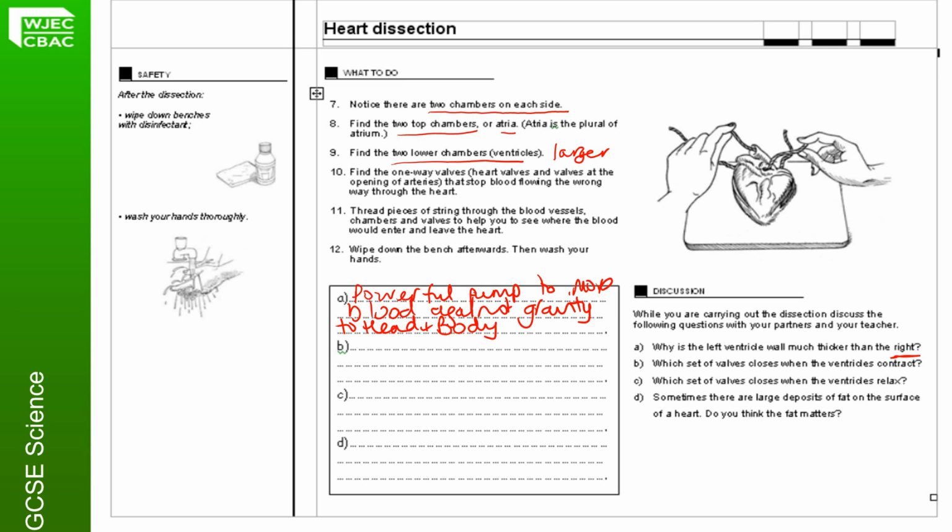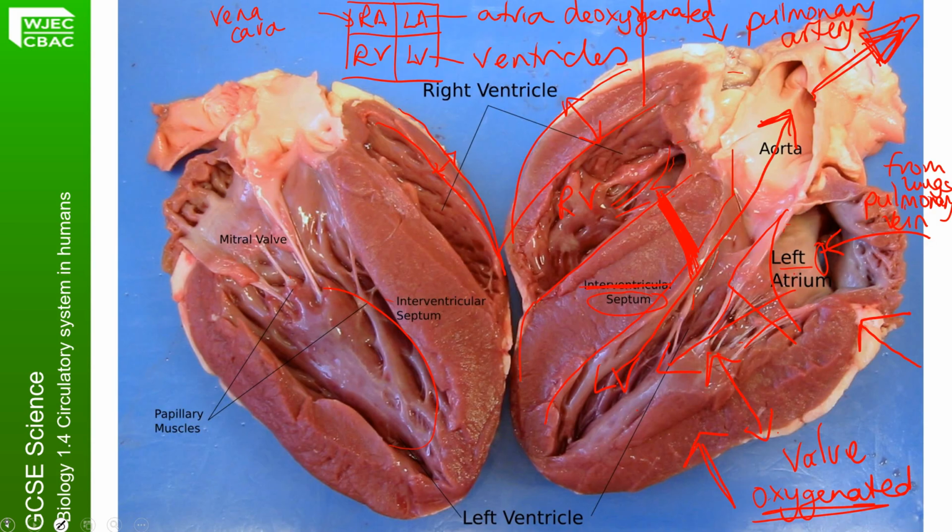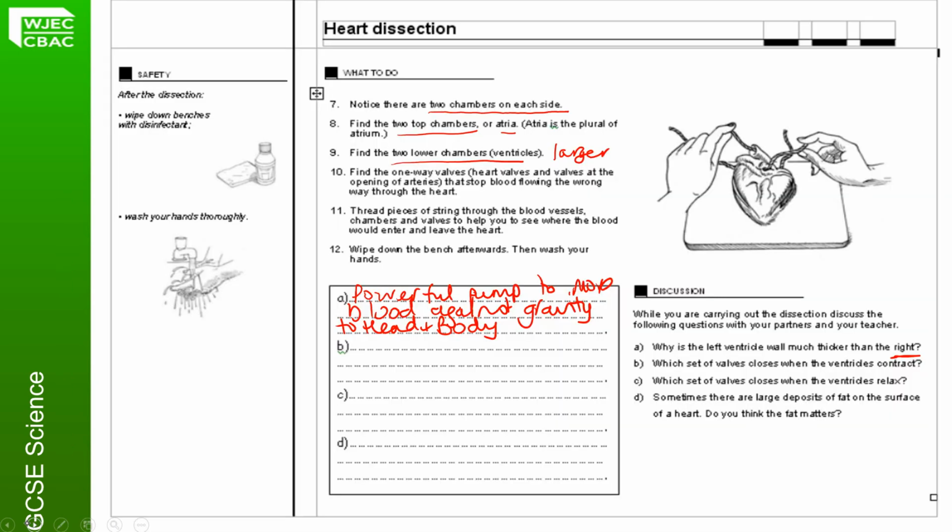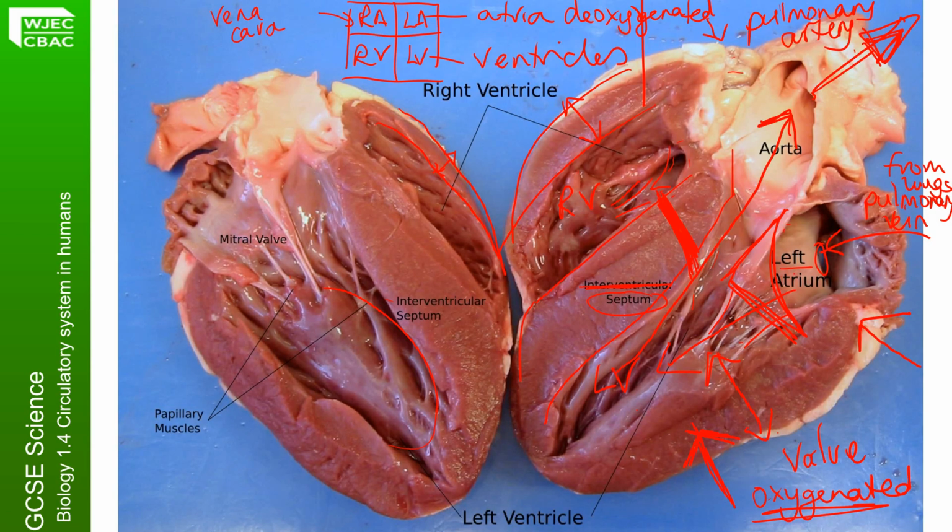So which set of valves closes when the ventricles contract? If I just go back to our heart, when this ventricle contracts, it's these valves between the atria and ventricles that close. So as they squeeze, this valve opens in the artery, and blood is able to flow out. Which set of valves closes when the ventricles relax? Well, if we go back, it would be this valve would open and this valve would close.